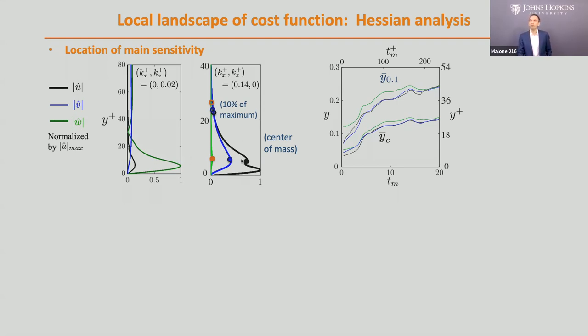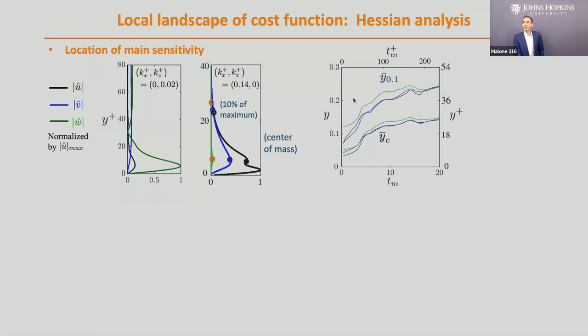You can see these two modes here. We can compute what this y center of mass and y 10% look like as a function of backward time. And you can see the measurement is only sensitive to the near-wall region for short time horizons. But if you allow longer time horizons, you become more sensitive to what happens away from the wall, because this adjoint spot is spreading as you go back in time. But you can also see that your sensitivity levels off. So now T plus is 200 and your sensitivity is not protruding very far into the outer flow.